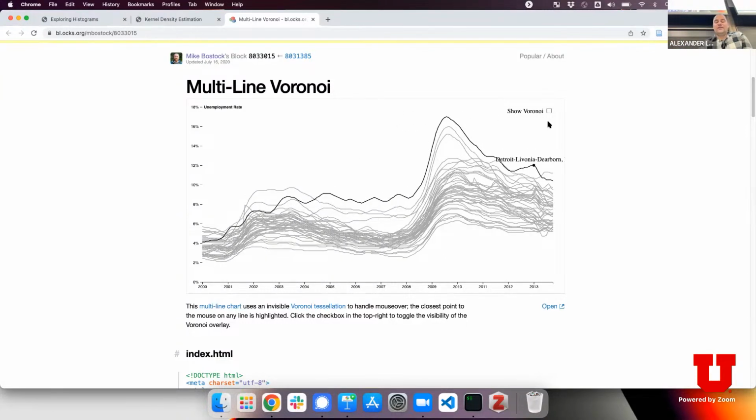A little note, and I might have shown this before, but this is a very nice implementation where, as you see my mouse here, let's zoom in a bit.